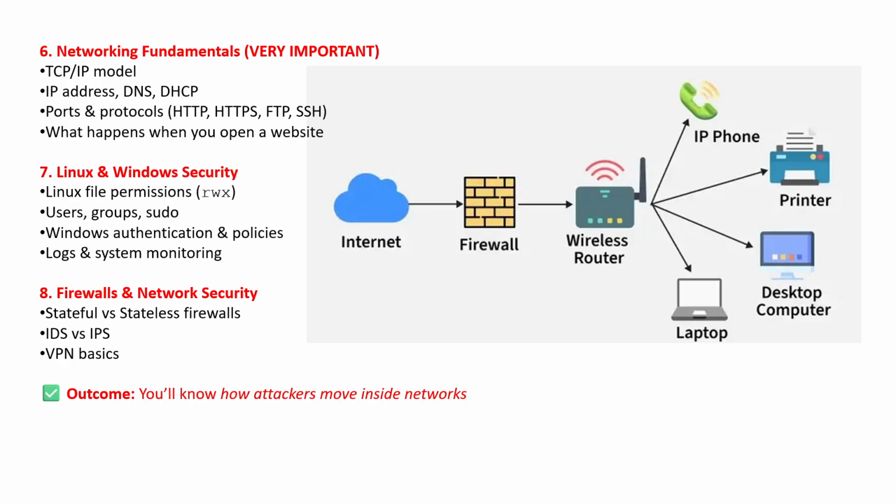Next we will learn file permissions, users and groups and how they work, Windows authentication and how policies work, and logs and system monitoring: how we can monitor logs and systems, and what vulnerabilities are there. With the logs, we can understand that. Firewall and network security will include VPN basics. We don't need to go into those points now. So these are the basics of the second part.